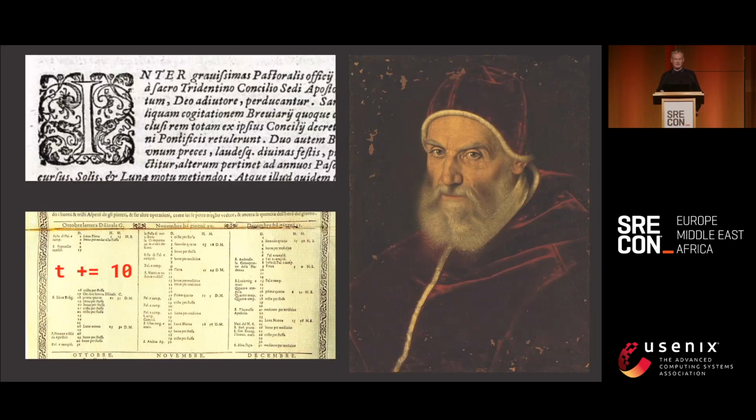retroactively. This document, Inter Gravissimas, the RFC of its time, realigned the calendar. To correct over 1,000 years of accumulated error, October the 4th was followed by October the 15th. This important flag day didn't work.